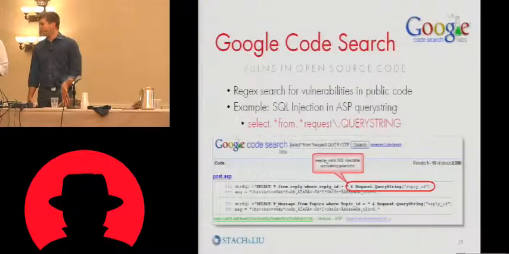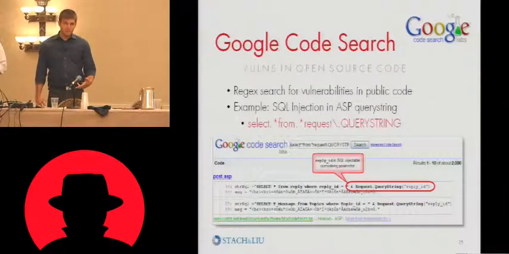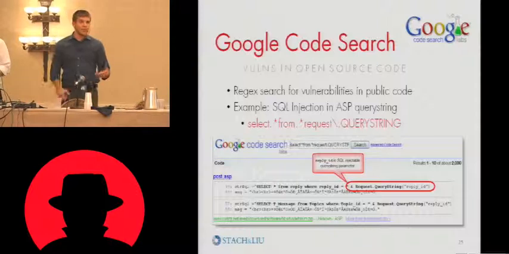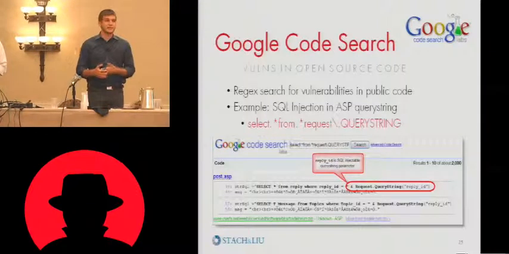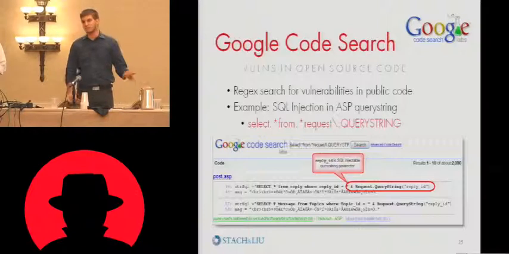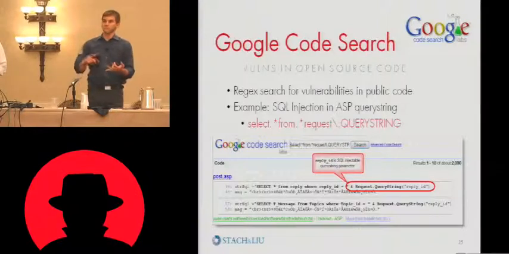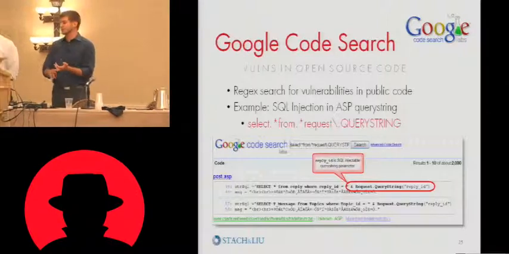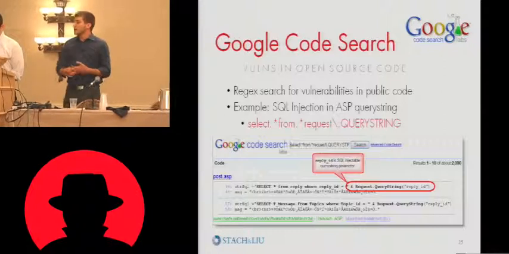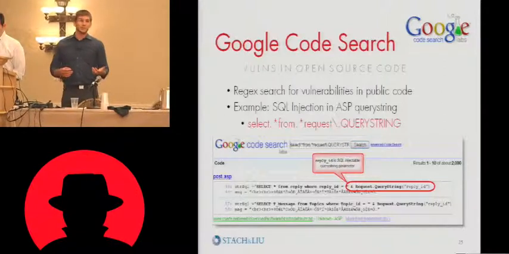How many people have heard of Google Code Search? Great. Basically, Google Code Search is their index and interface to search all of the open source code repositories on the web. Things like SourceForge, Microsoft's CodePlex, and even Google's own Subversion interface that they allow anyone to add code to the Google Code.